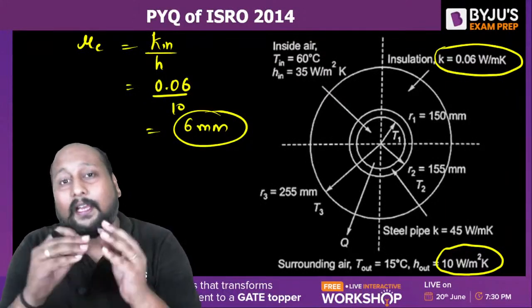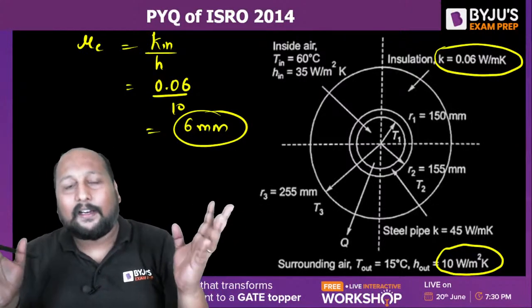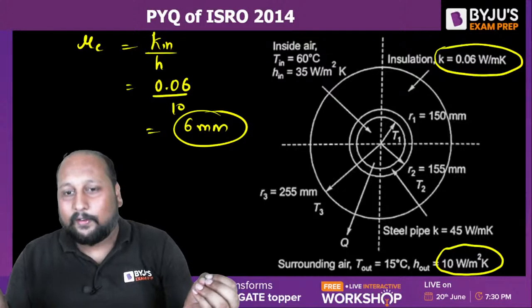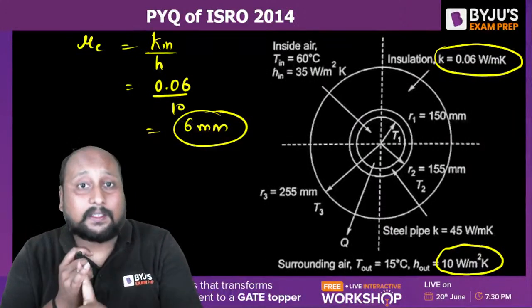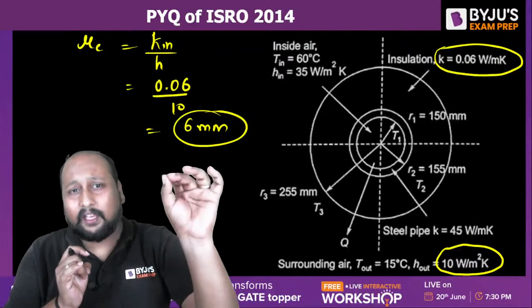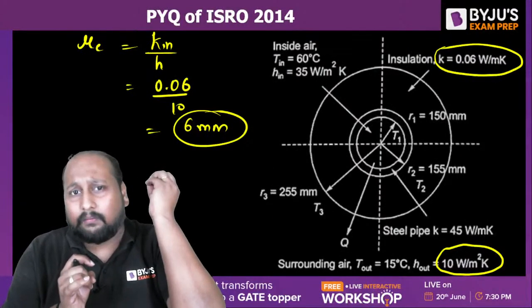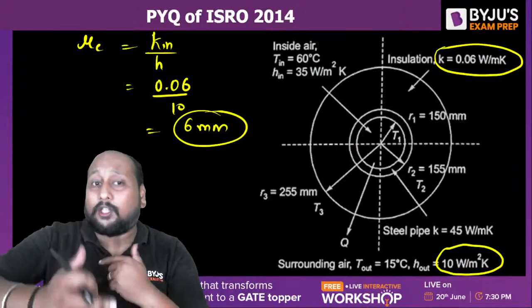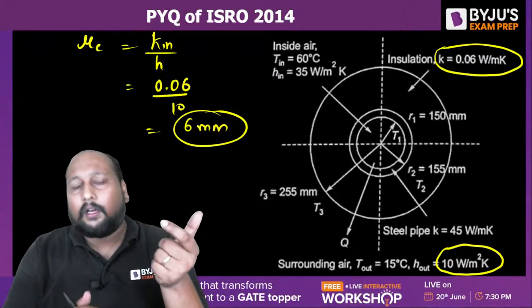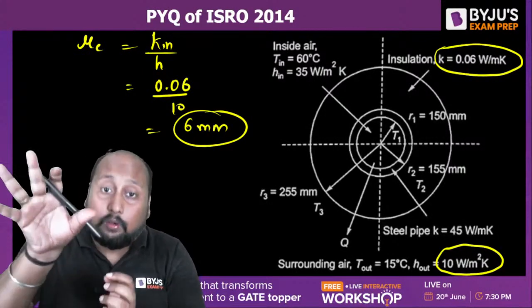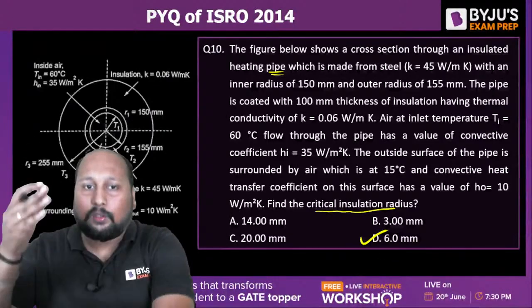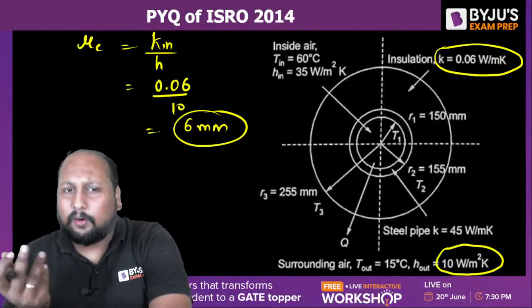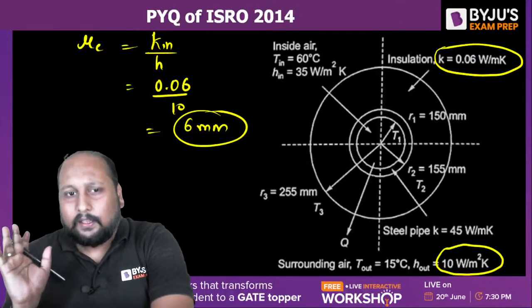There is very redundant data given, which is not at all required in this particular problem. It is only given in order to confuse you. Please remember, whenever you solve a heat transfer critical radius question, every year from 2014 to 2020, they always ask a question from this, because students can commit mistakes. Sometimes they ask the critical thickness, sometimes the radius, and sometimes they give additional information which is not required. So option D is the correct answer. The question was so lengthy and the answer is only a two-liner. That is the beauty of the ISRO exam.